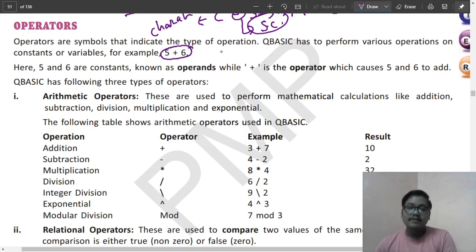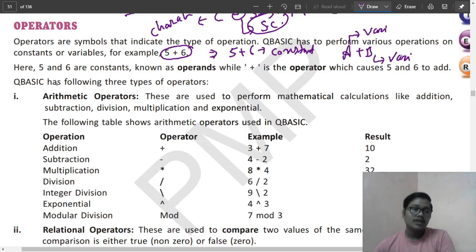Okay, so if we give a fixed value like 5 plus 6, then this is a constant value. And if we write a plus b, then a is a variable and b is also a variable. Here 5 and 6 are constants called operands, and plus is your operator.